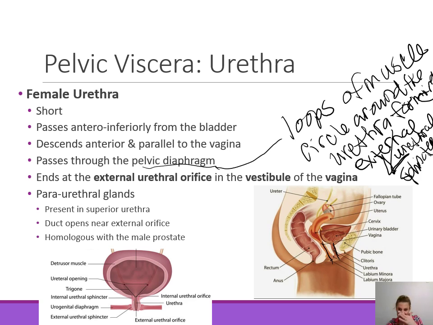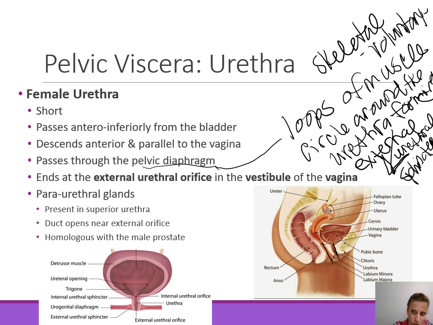Sorry, I'm running out of room. So where the urethra passes through the pelvic diaphragm, the muscles from the pelvic diaphragm loop around the urethra and form the external urethral sphincter. This external urethral sphincter is skeletal muscle, and it is voluntary. Right? We have conscious control of this.